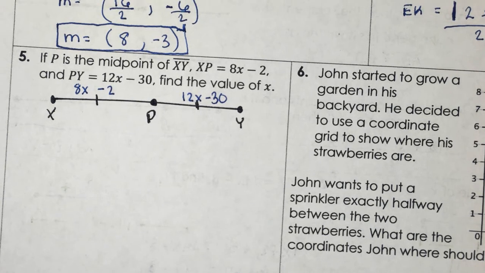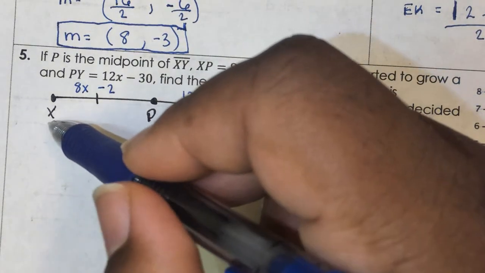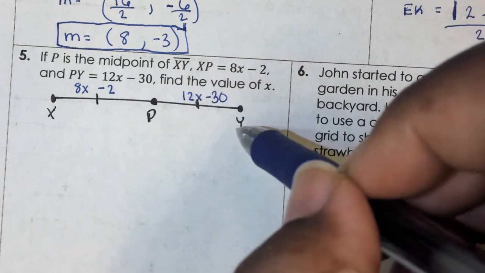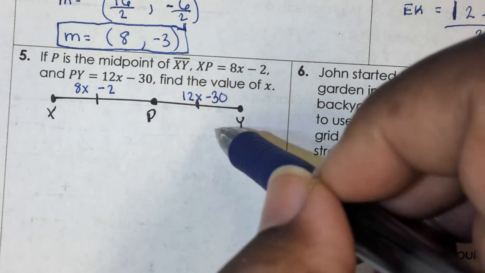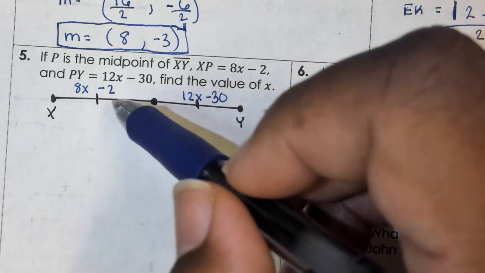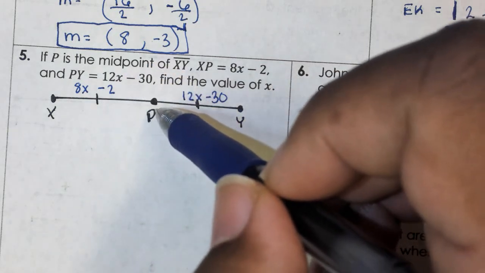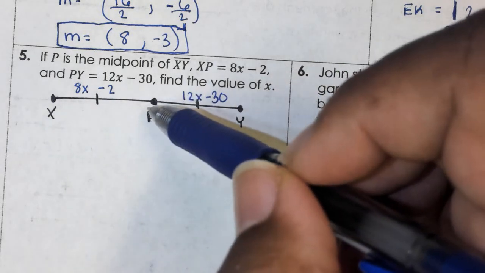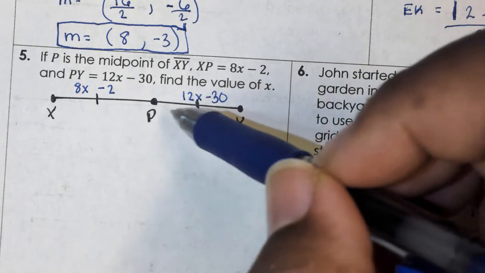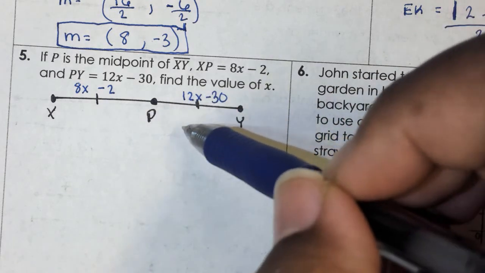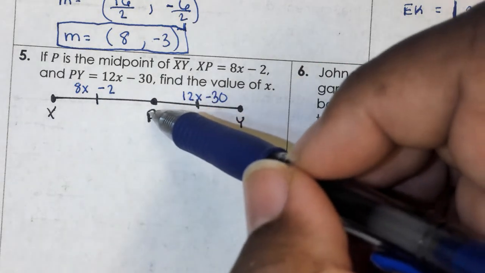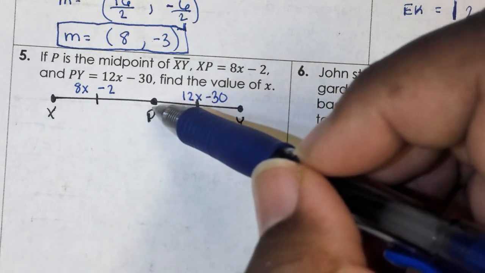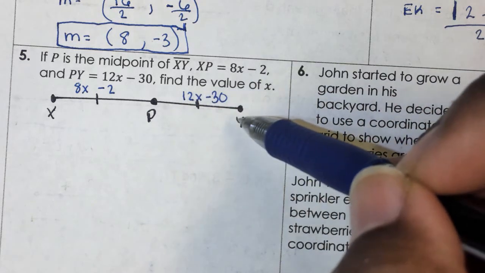Now, some of y'all might be asking, oh, they didn't give us the XY. On this problem, we don't need to know the whole thing XY to write an equation, because they told us P was the midpoint. So if P is the midpoint, check me out on this. That means XP is equal to PY. Hear that again. If P is the midpoint, then that length from X to P is congruent to the length from P to Y.